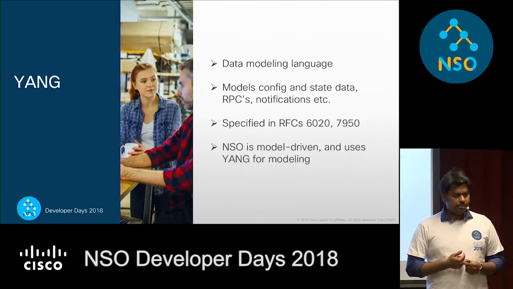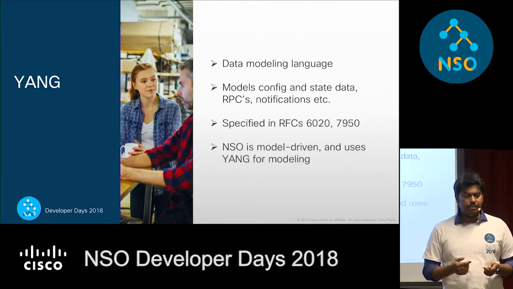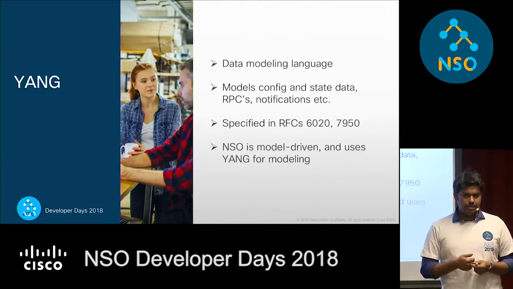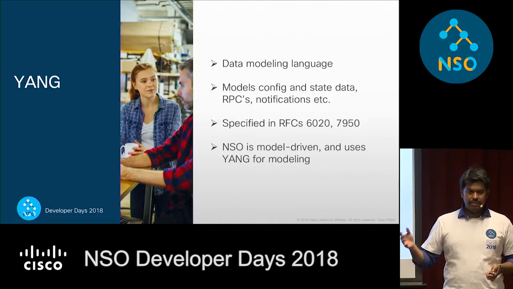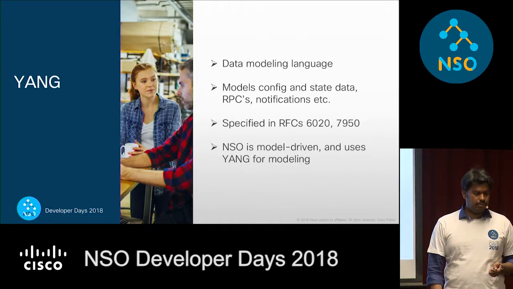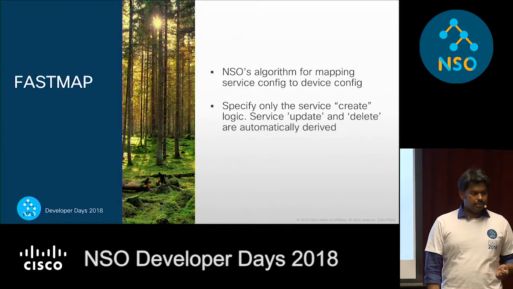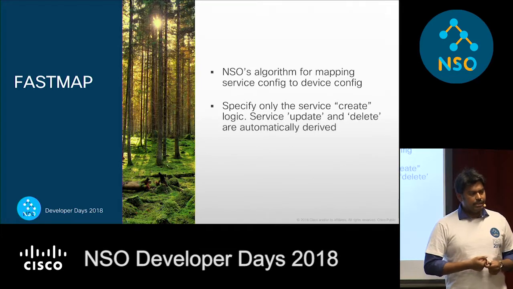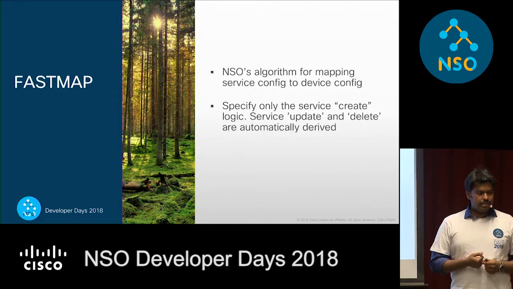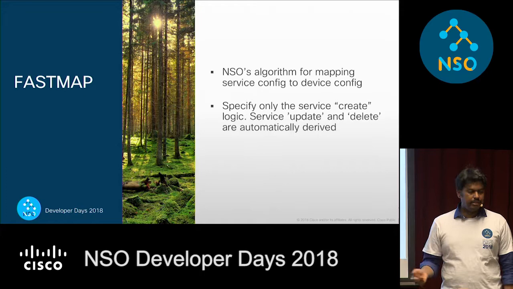So the power is that once you know the model, you know the whole capability of that device, or the capability in terms of netconf mostly, but also in terms of other systems usually. So once you know the model, you know the whole behavior or capability of the device. And now we come to the central algorithm that I talked about, called FastMap. It's the algorithm that NSO uses to map a service config to a device config and manage the services also.